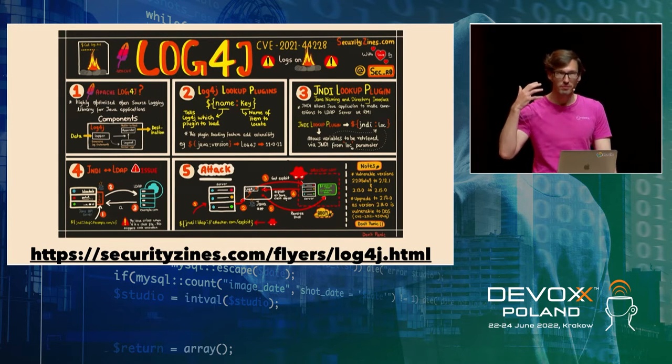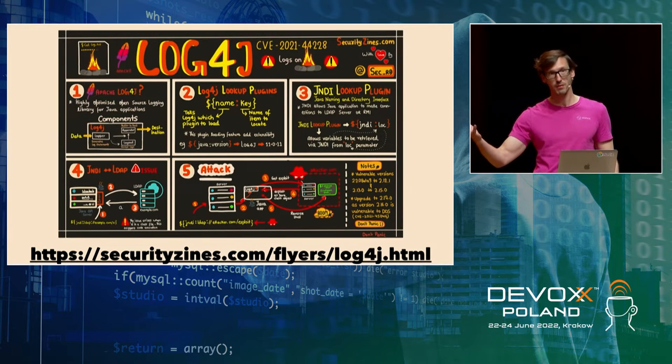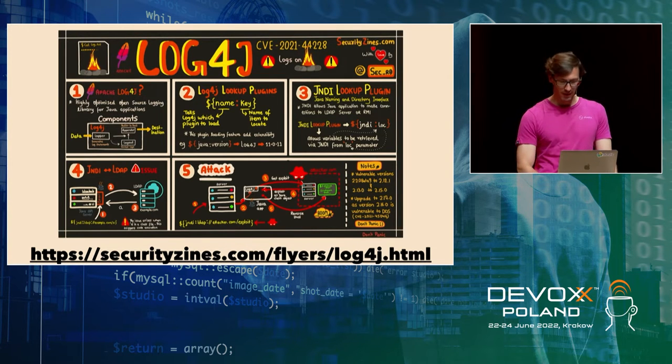And as one of the features of Log4j, it has these lookup plugins, and you can provide the name of what the lookup plugin is, and then the name of the value where to locate it. So for example, you could look up the Java version, which might be handy for logging to say like, oh, this crashed on that Java version. So it kind of makes sense.